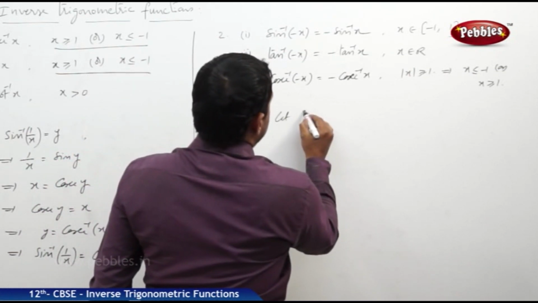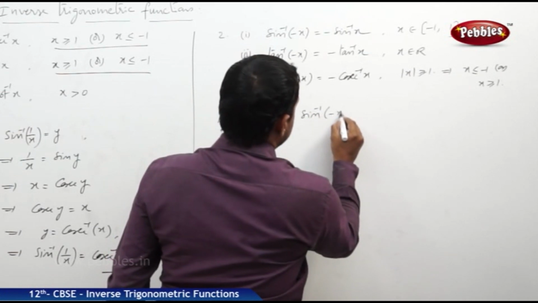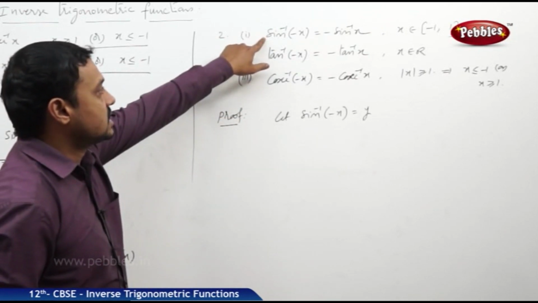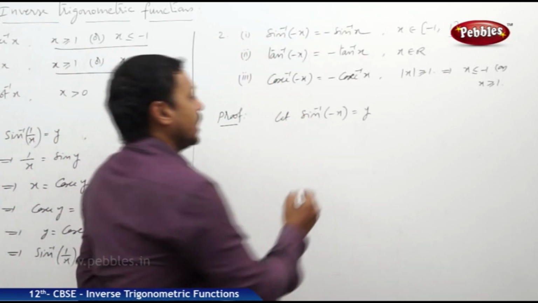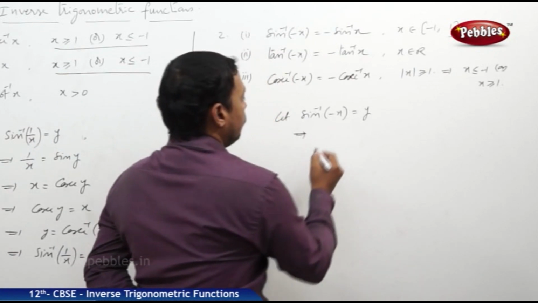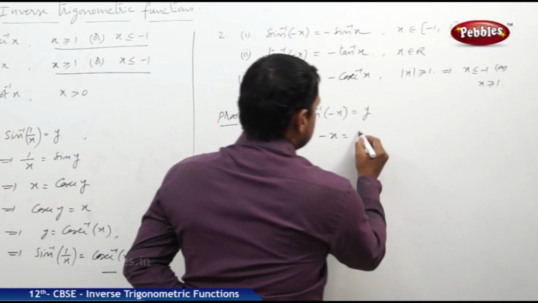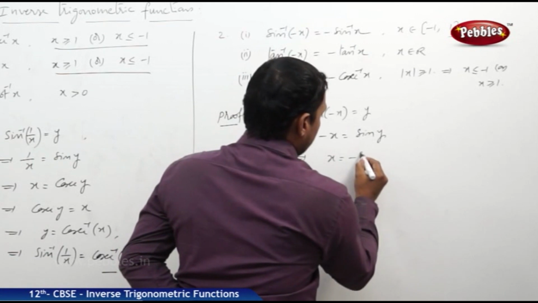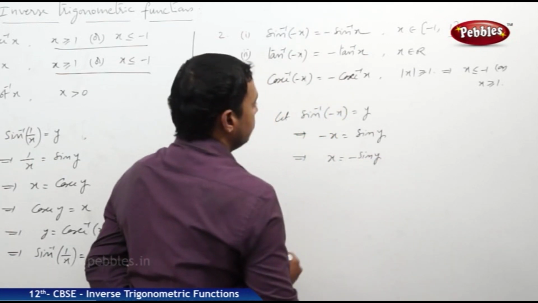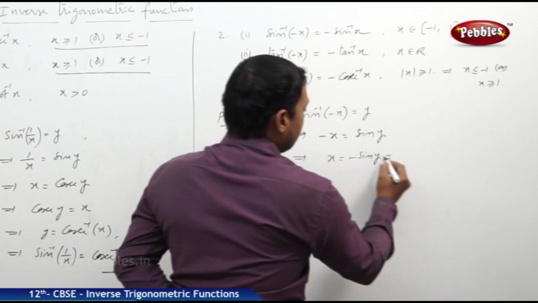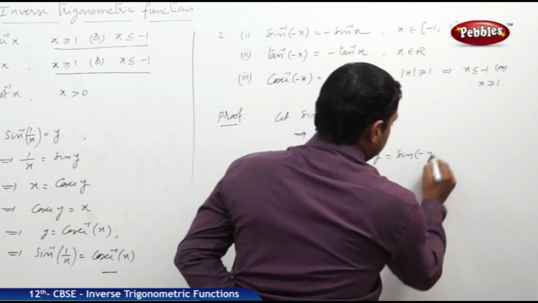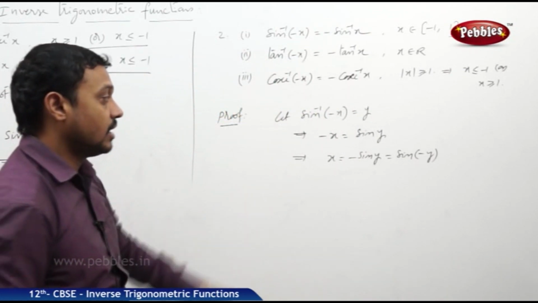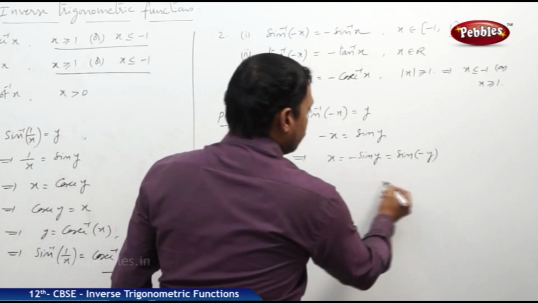Let us take sin inverse of minus x is equal to some y. Let us consider LHS, sin inverse of minus x is equal to some y. Now, by the definition of inverse function, minus x is equal to sin y, implies, multiplying by minus on both sides, x is equal to minus sin y. That implies, now minus sin y is nothing but sin of minus y. We know in trigonometry sin of minus theta is equal to minus sin theta. So, by that property we can make it into sin of minus y.